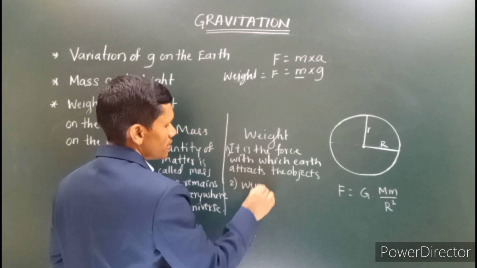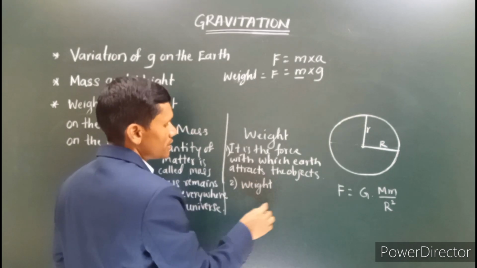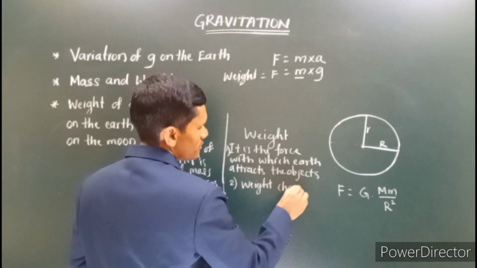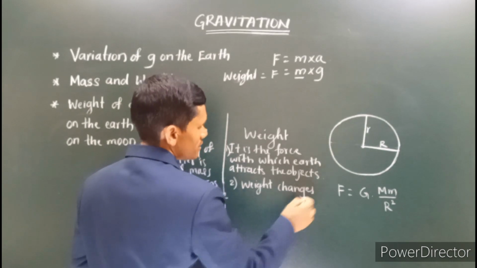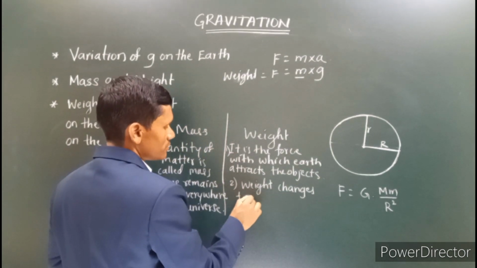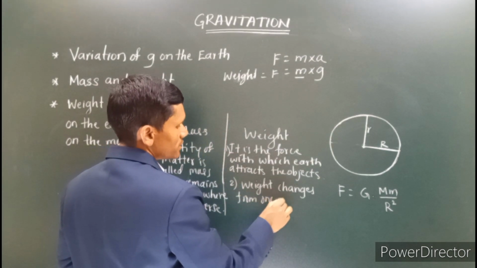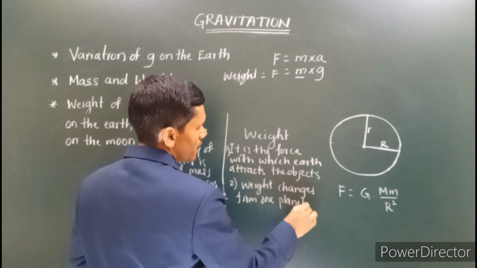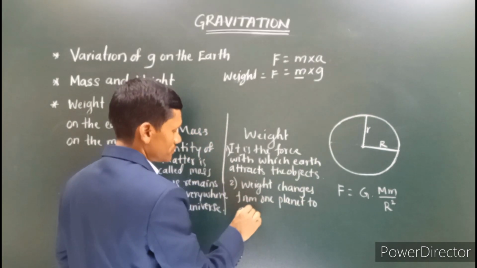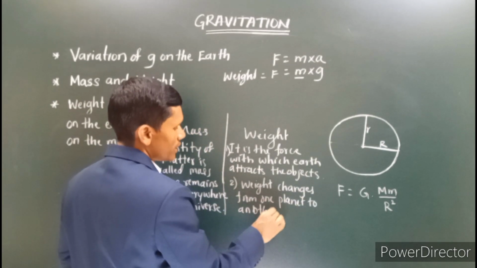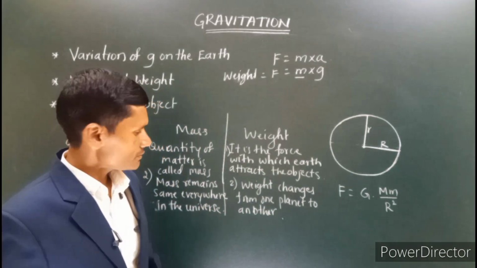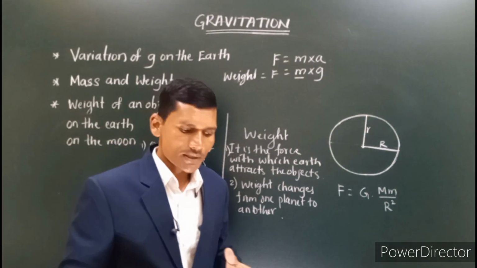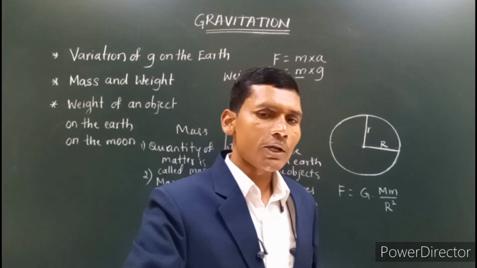Whereas the weight changes from one planet to another, because if you consider on the earth the weight of the object is different. If you take it on the moon, it will be different.